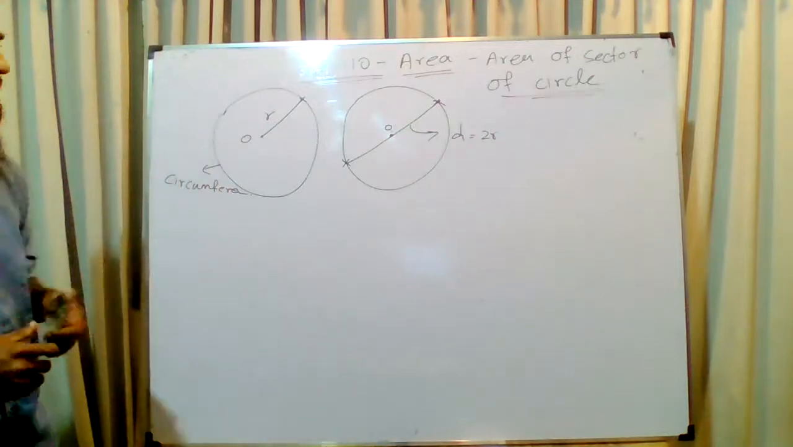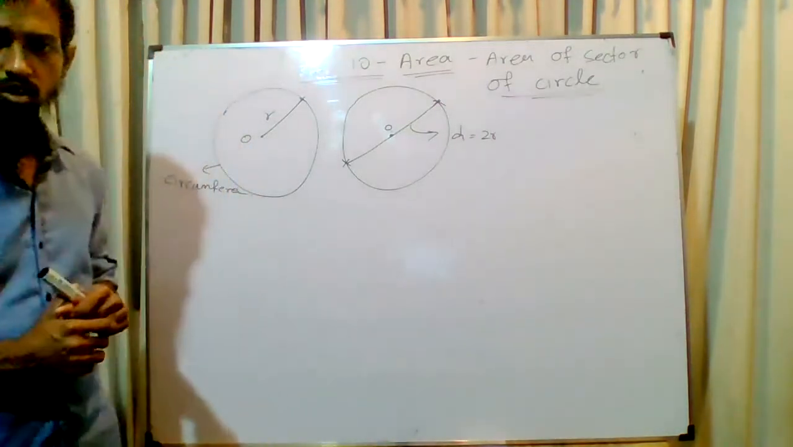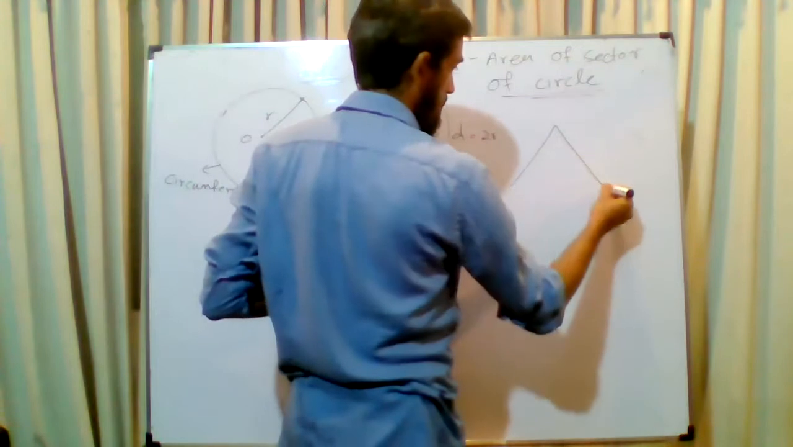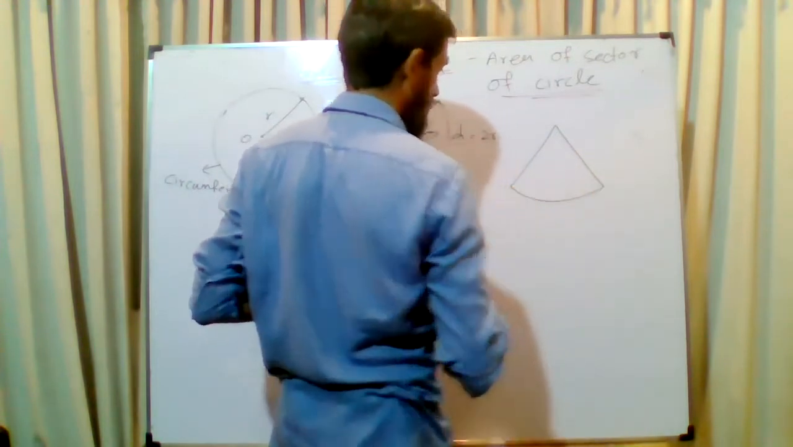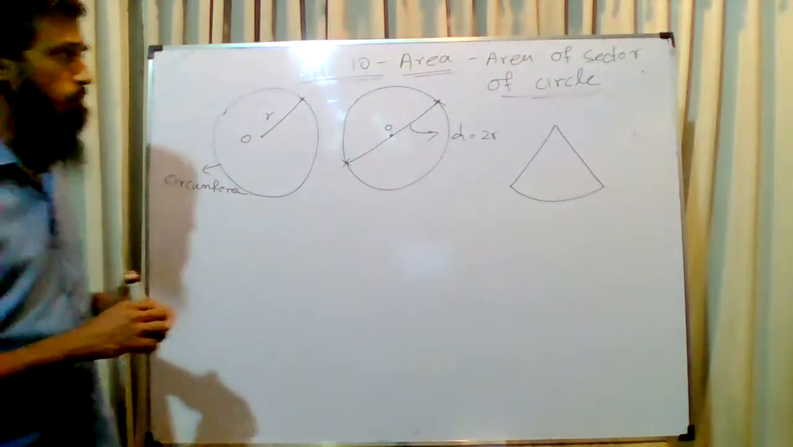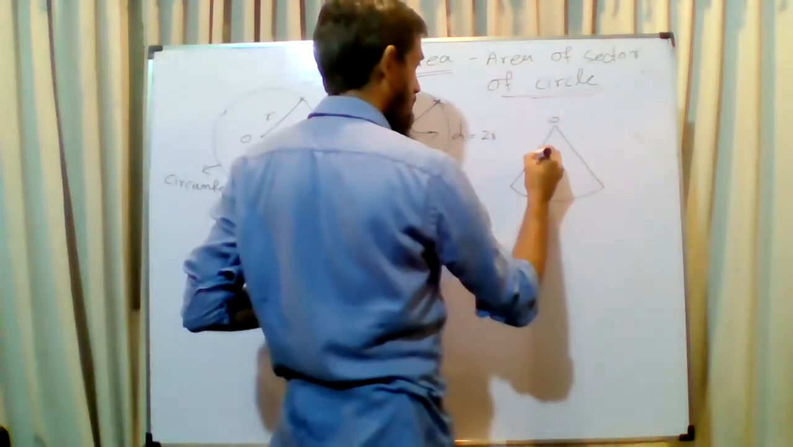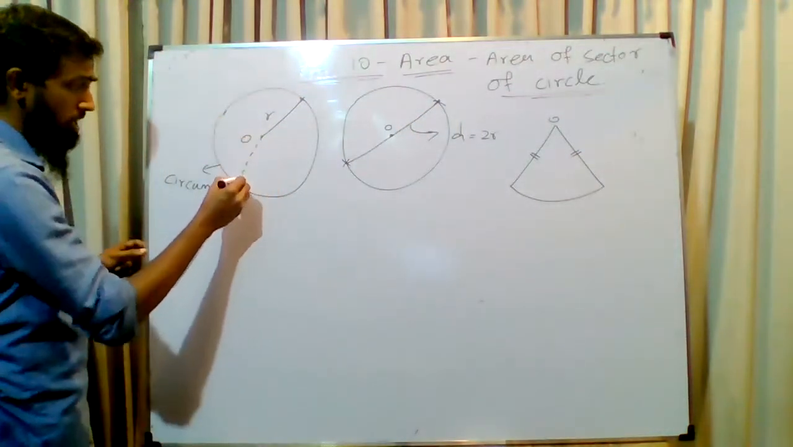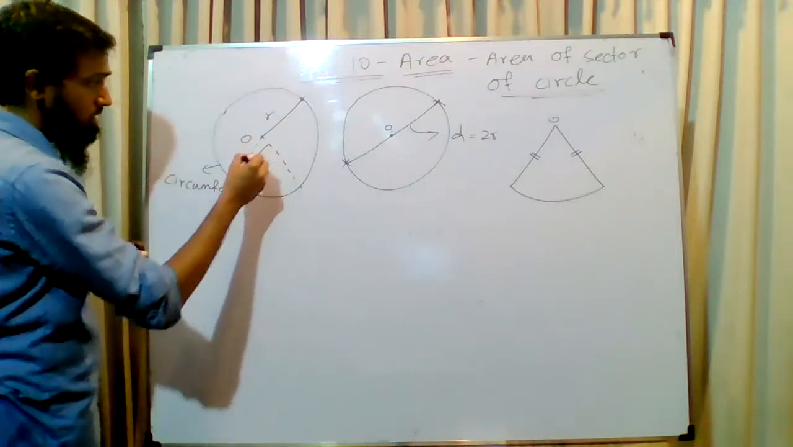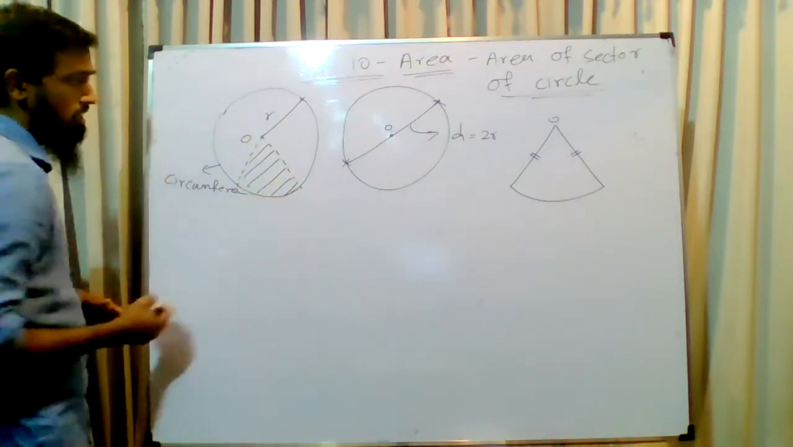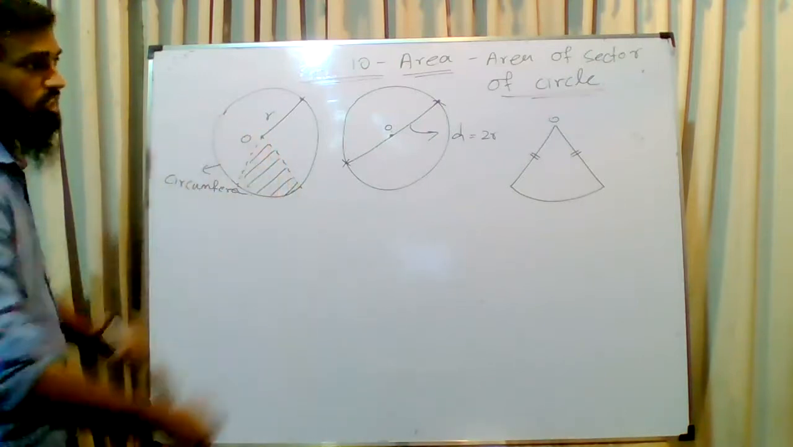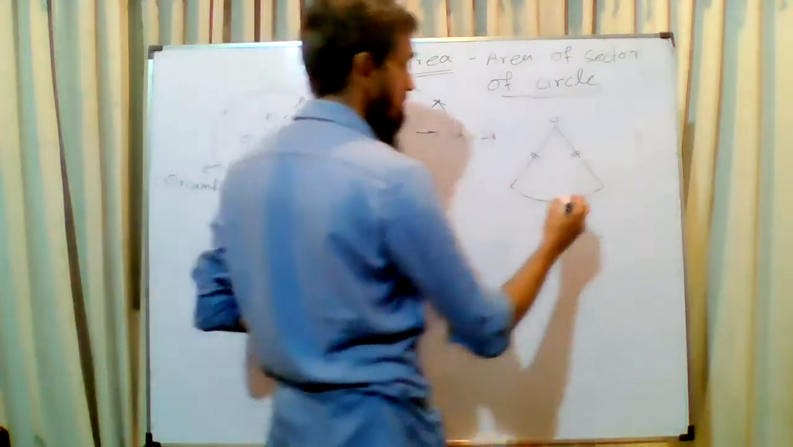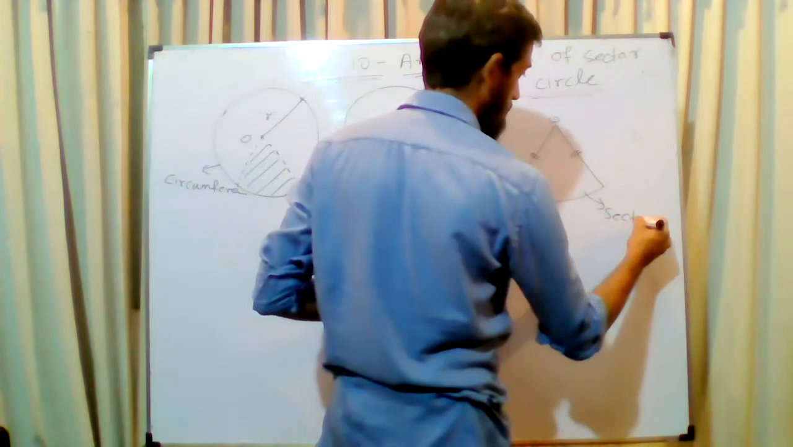Okay. Another portion we need to remember. A portion of a circle covered with radius, like this. This portion is covered with radius. So tell me the name. You know the name? The name is sector. So we call it a sector.